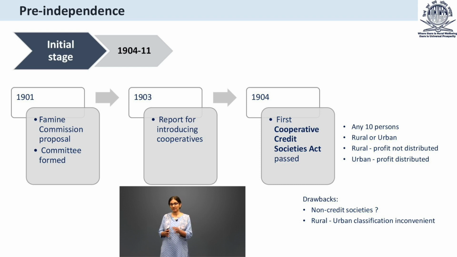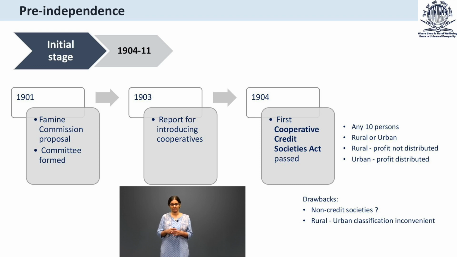It said that any 10 persons living in the same village or town or belonging to the same class or tribe could form a cooperative credit society. Cooperative societies could be classified as rural or urban depending on the majority of the total membership, so whether it was agricultural or non-agricultural. If it was 80% agricultural, it would be rural. Rural cooperative societies were not permitted to distribute profits. But in the case of urban cooperative societies, profits could be distributed after carrying 25% of the net profits to the reserve fund.